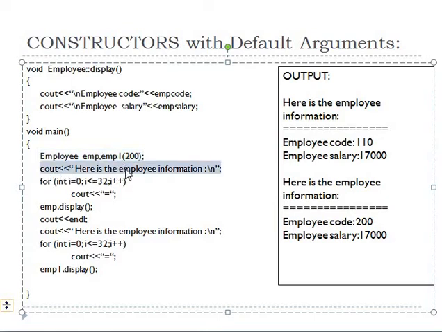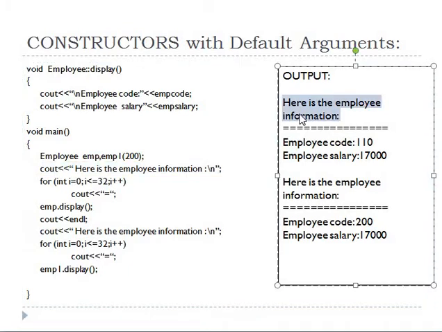Now in the next step, it prints the text, here is the employee information, using the cout command, and so I get to see this text under the output.